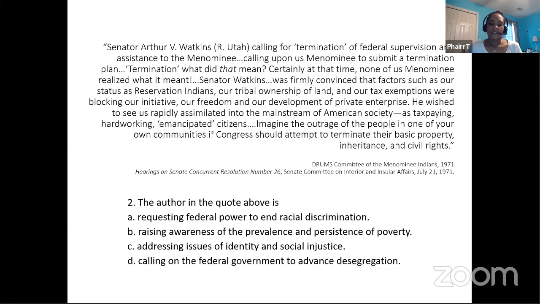Okay, so this is the Drums Committee for the Menominee Indians in 1971. And don't forget that this is, again, a part of the Native American civil rights movement where they were trying to fight for their social rights as well.